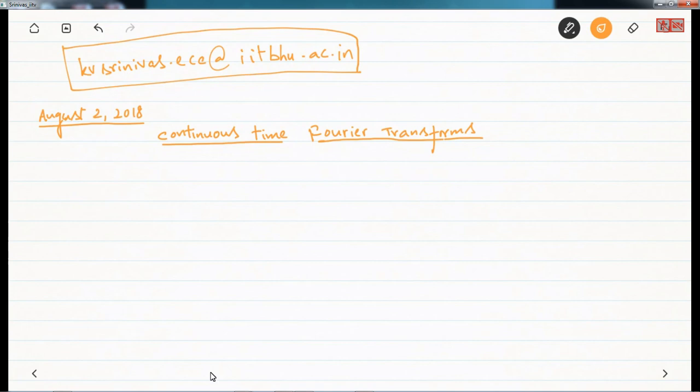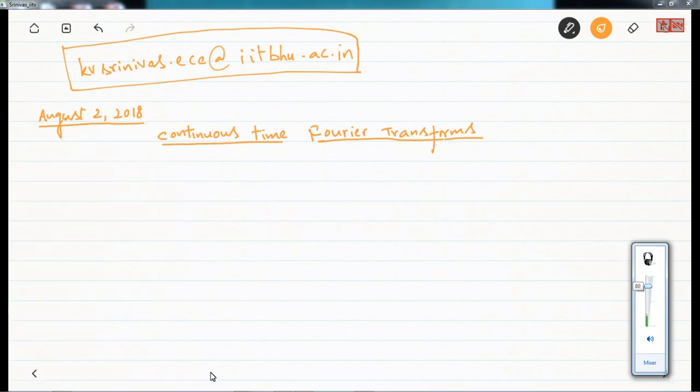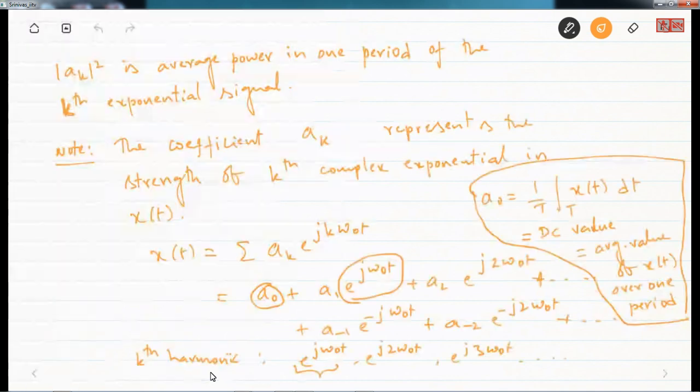This word is important because later on, not in this course, but later on you will come across discrete time Fourier transforms, discrete time Fourier series and discrete time Fourier transforms. So whatever we are discussing in this course, they are all for continuous signals. Fourier analysis for continuous time signals.